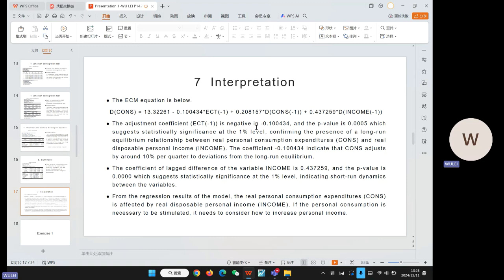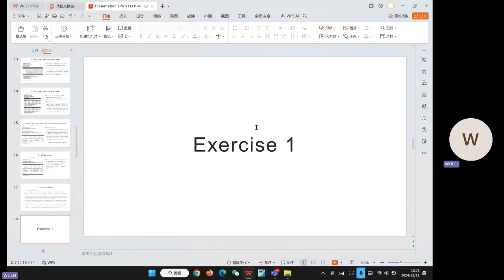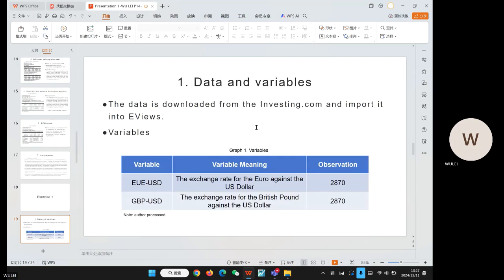From the regression results of the model, the real personal consumption expenditures is affected by real disposable personal income. If personal consumption needs to be stimulated, it is necessary to consider how to increase personal income. Okay, next is the presentation of exercise 1.